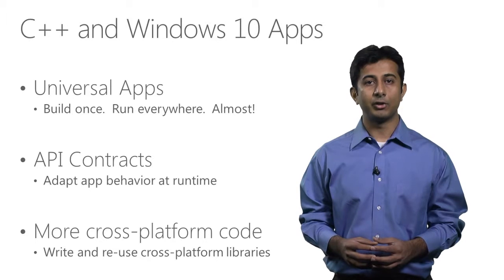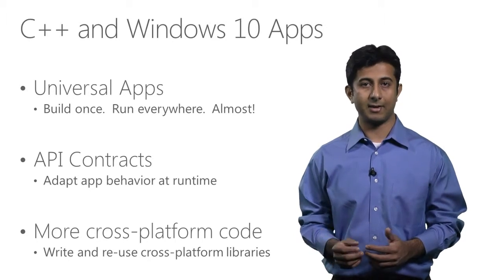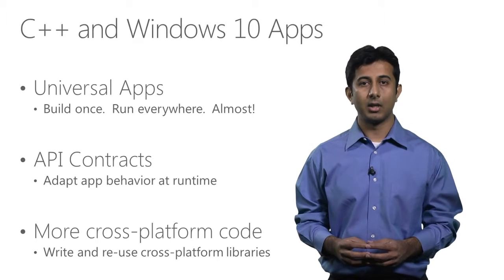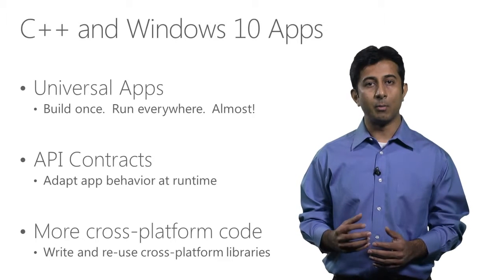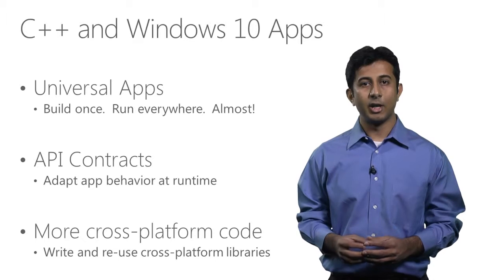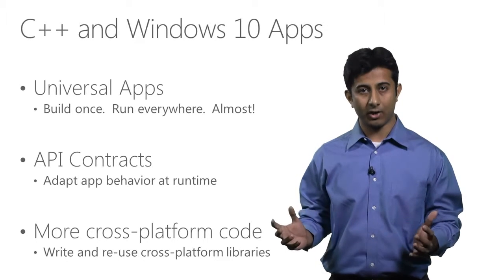Another new concept Windows 10 introduces is this notion of API contracts for Windows Runtime API. If you have done any .NET programming, you might be already familiar with this concept. The idea really is that when you're building an app, instead of specifying a hard dependency on a specific API, you specify a dependency on a bundle of functionality called an API contract.